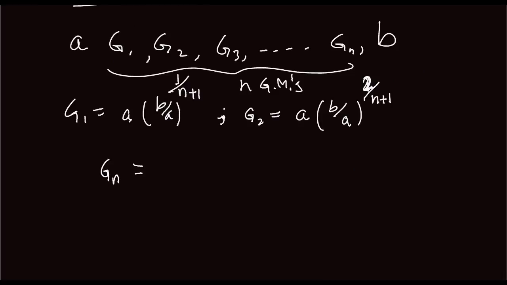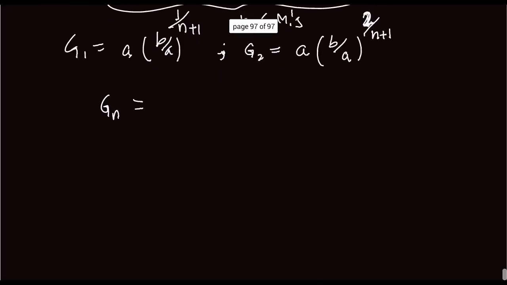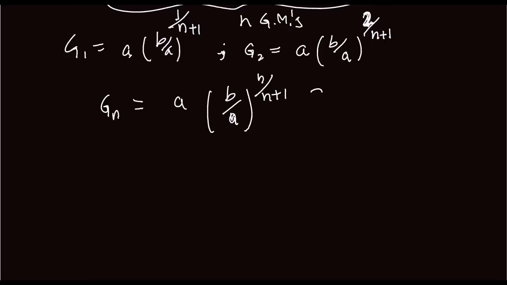So these are the geometric means. The nth geometric mean will be A into B by A to the power n upon n plus 1. Fine. So this is the general formula. If you put n equal to 1, you will get the first one, G1.